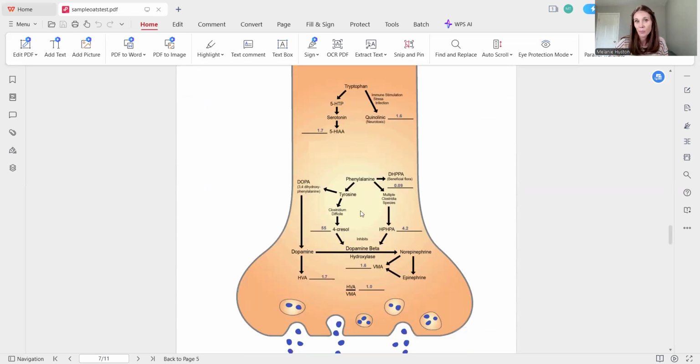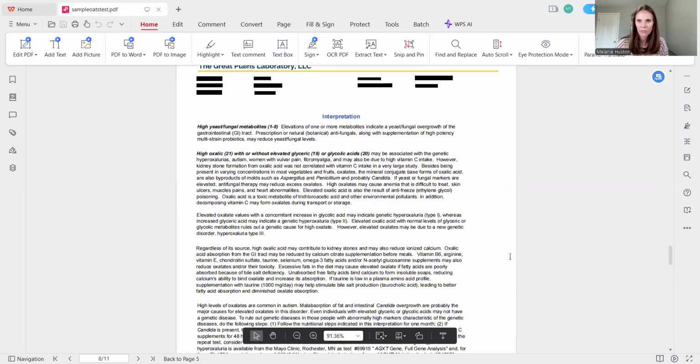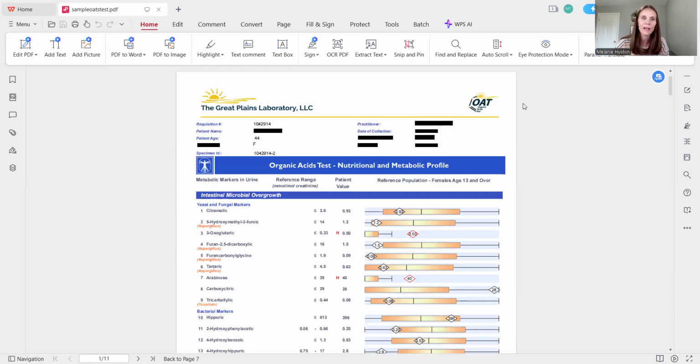And then here, this is showing you the neurotransmitter metabolism markers and how that all works. Super interesting. And then it'll go through and tell you all of your levels at the end there. But this is just a super overview of the test, but it's a really good one to do.